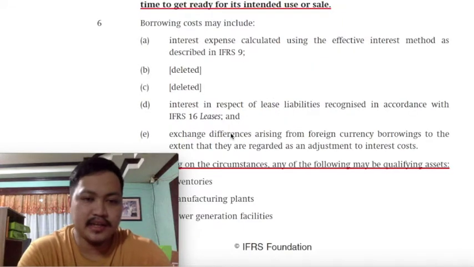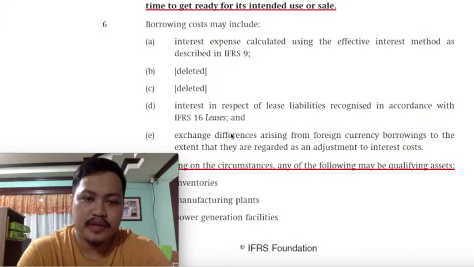Now, paragraph 6, class, tells you of the different items that may be considered as a borrowing cost. And definitely, they are just different forms of interest costs. To simplify them for easier recollection, just remember them as interest. But for purposes of multiple choice questions, be familiar with the enumeration provided in letters A to E. So definitely you will be asked which one is not included.